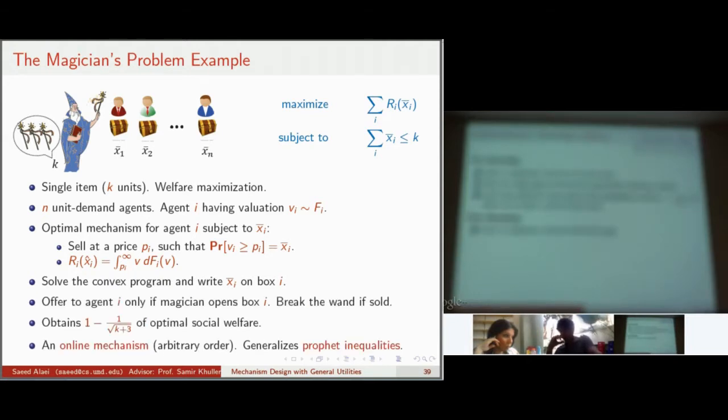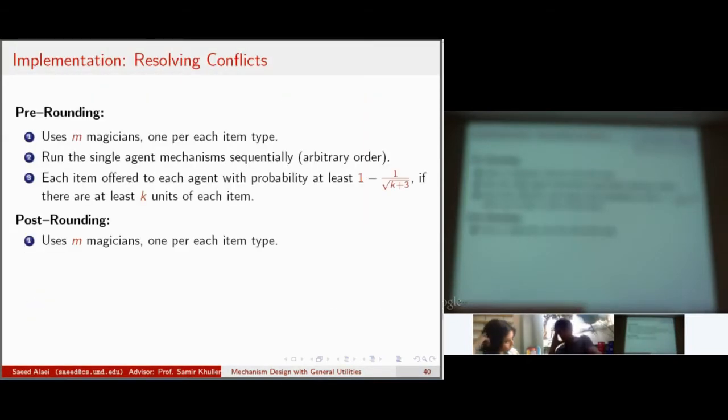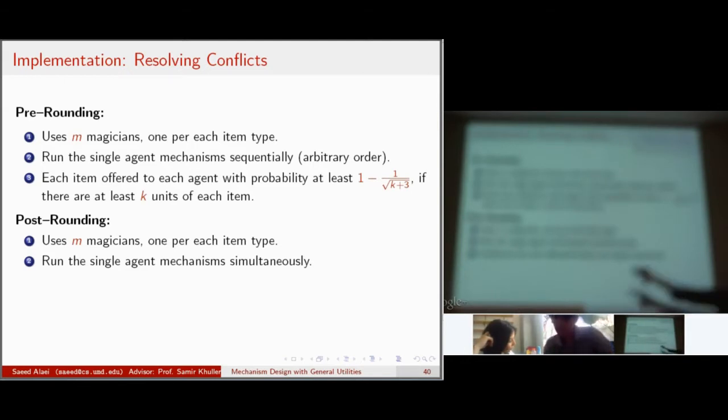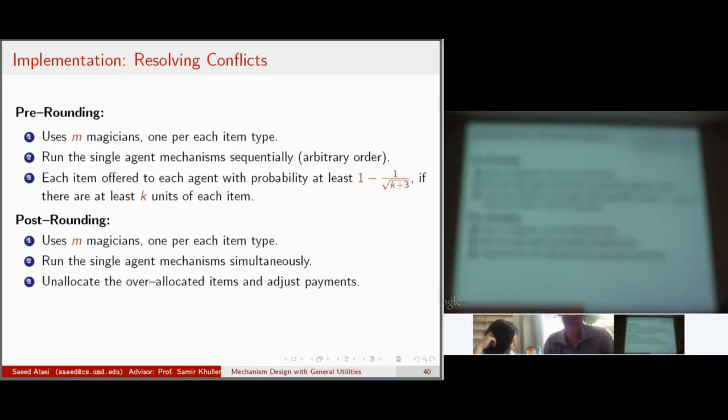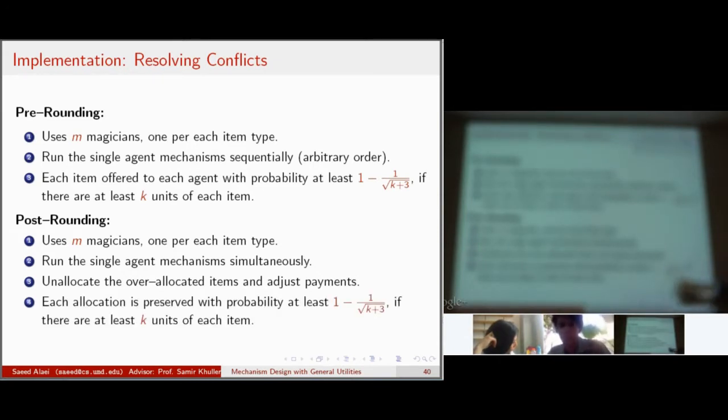Another approach is post-rounding. We again have one magician per item, but we run all the single agent mechanisms simultaneously, and then we unallocate some of the over-allocated items and adjust the payments accordingly. And again, we show that each allocation will be preserved with at least this probability. There are some other technical assumptions which I'm not mentioning, but given those, you can preserve this fraction of your objective.